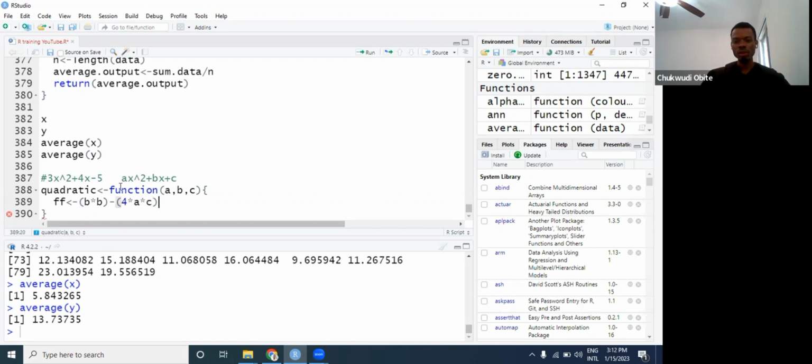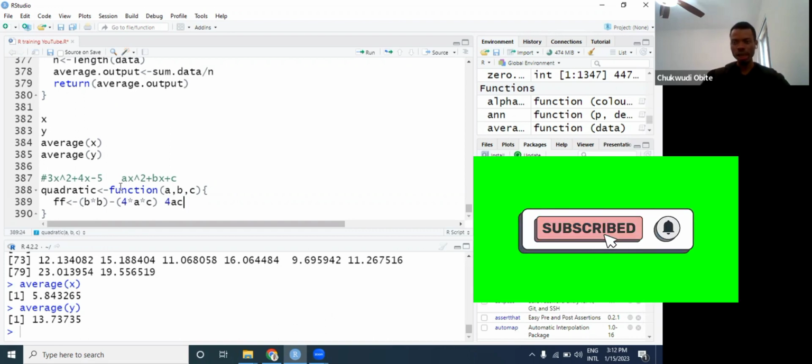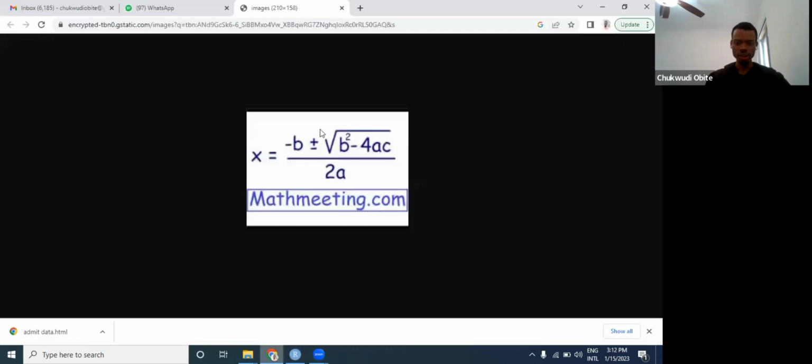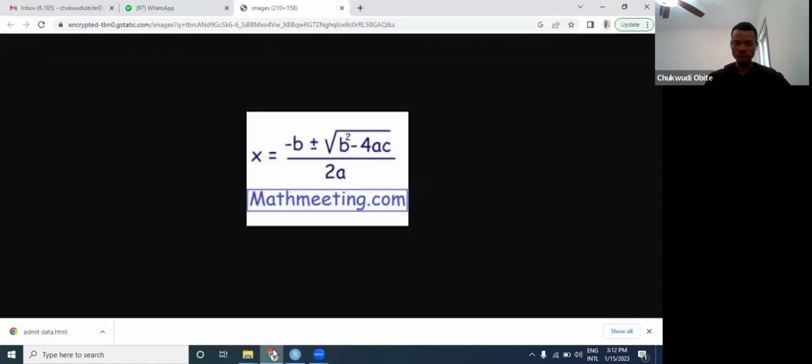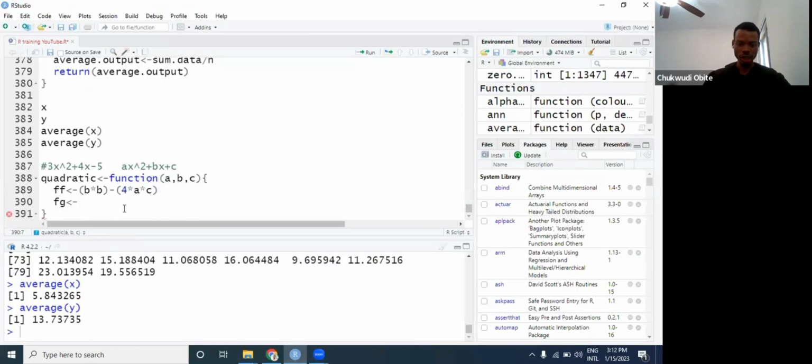One thing you should know about R, if you write it as 4ac, R will give you an error message because R doesn't understand what 4ac is. So you have to write it as 4 times a times c. What I wrote now is what we have in the square root. The next thing, let me call it fg. So what is fg? I want to take the square root of it. So fg is the square root. The function for square root in R is sqrt, square root of ff.